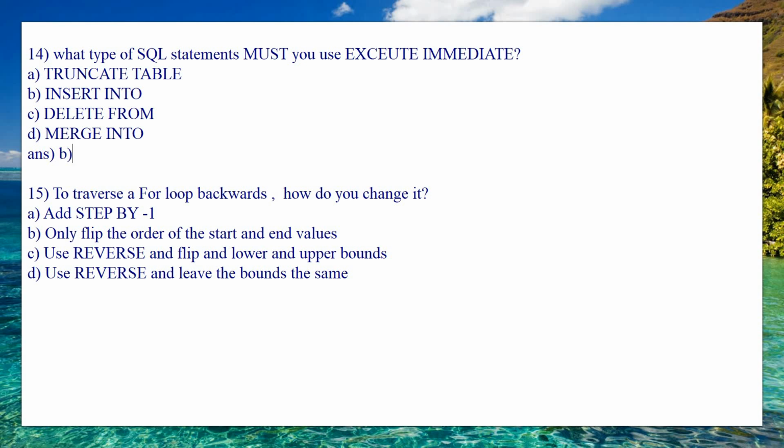Then the last question, 15th question. To traverse a for loop backwards, how do you change it? Whether you add step by -1 or only flip the order of start and end values, or we use reverse. To loop backwards, in case of PL/SQL, we use reverse. And whether you will flip both the lower and upper bounds, or you will leave the bounds the same. So if you use reverse, you need to flip both the lower and upper bounds. So therefore you can say the option C is the correct answer for the 15th question.